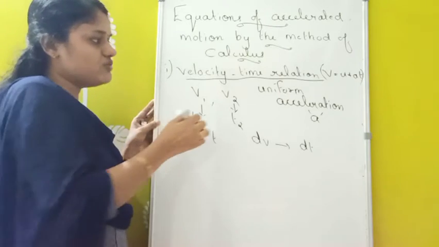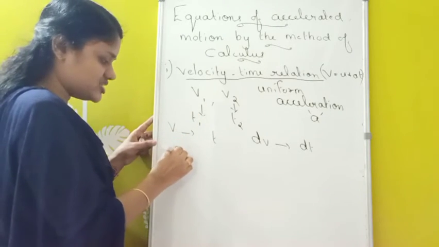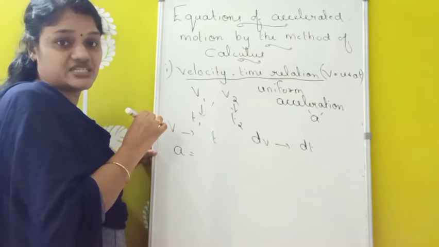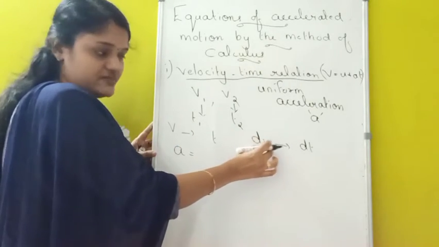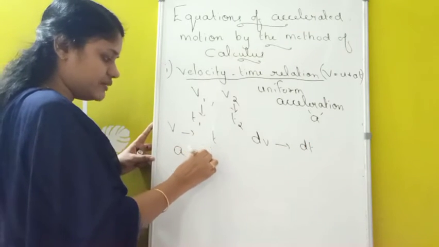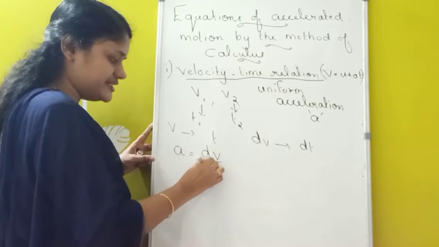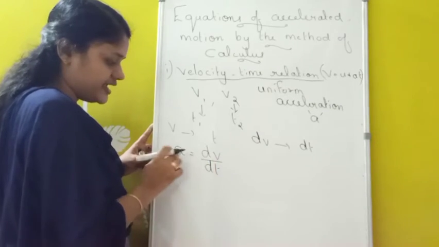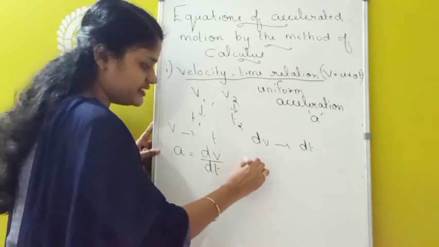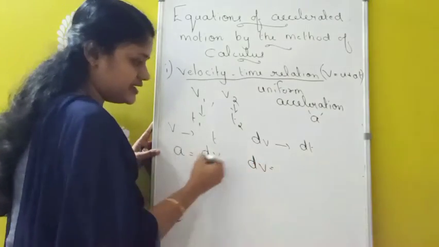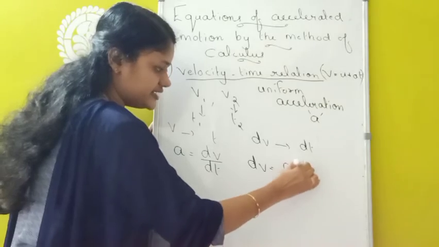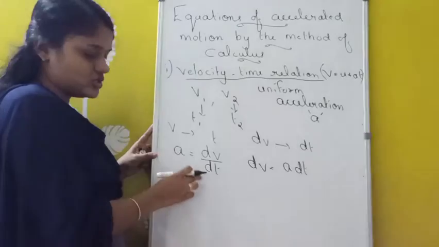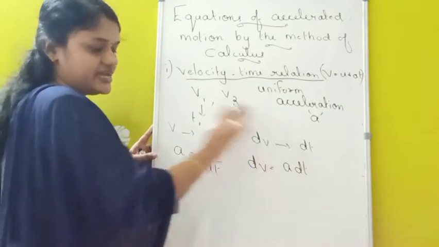Okay. Now how will you write this acceleration? Acceleration a equals change in velocity by time, or we can say rate of change in velocity. Change in velocity divided by time interval. That means a can be written as dv divided by dt. Now I am cross multiplying here. So what will I get? a into dt equals dv. So we can write dv equals a dt.